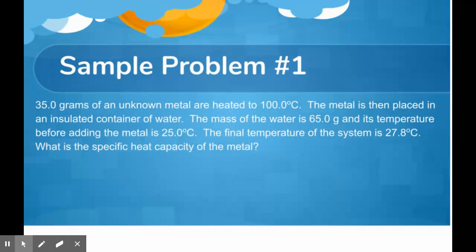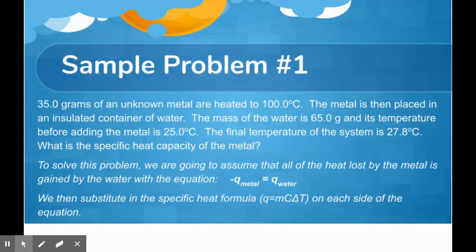In order to do this problem, we have to understand what's really going on here. To solve the problem, we're going to assume that all of the heat that is lost by the metal is gained by the water, and we can see that in the equation here. We have negative Q for the metal, the heat that's lost by the metal, is equal to the Q for the water, which is the heat that's gained by the water. Then you can substitute in the specific heat formula, Q equals mc delta T, on either side of the equation to solve for your missing variable.